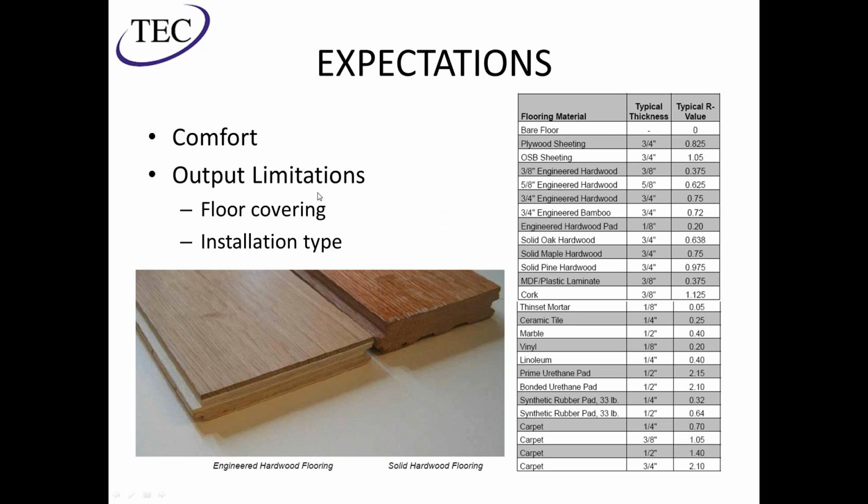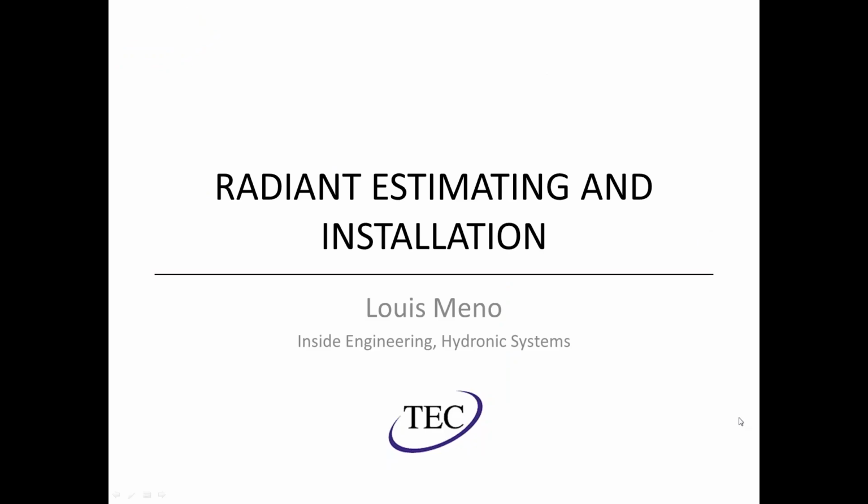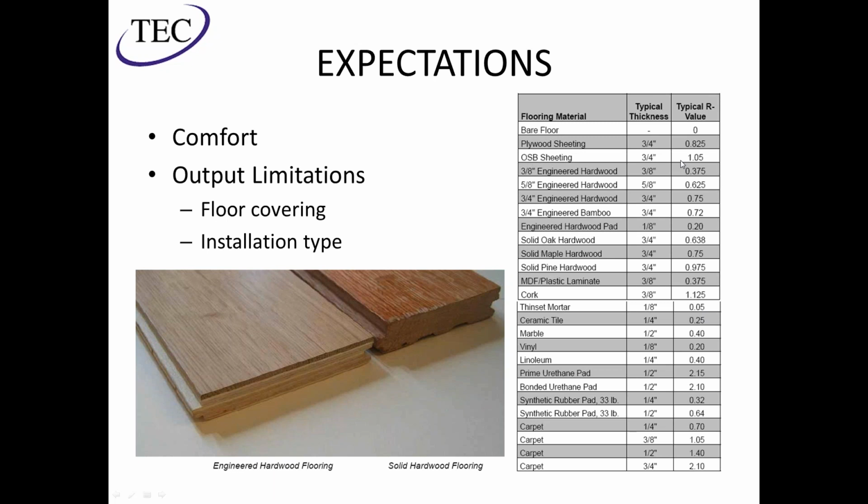Going back to expectations, the type of floor covering is going to limit the amount of energy that you can get out of it. Specifically, some hardwood floors will limit not only the R value, which is going to cause some insulation itself, but depending on the manufacturer, they might also have a limit on how hot you can let the wood get. In that case, you want to make sure you're installing a sensor within the slab or underneath the wood. But just another thing you have to keep in mind, depending on what you're putting over the top, it's going to limit the amount of output and comfort that you get out of it.